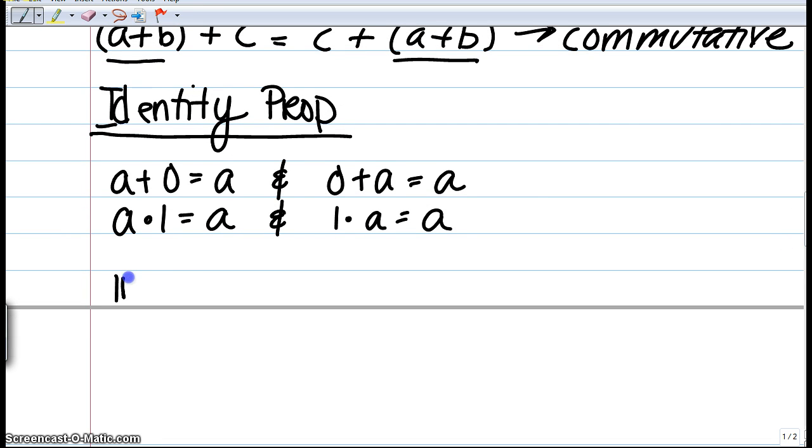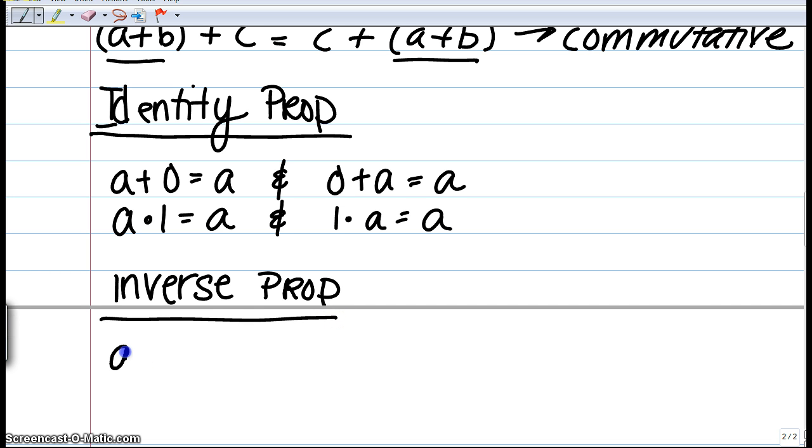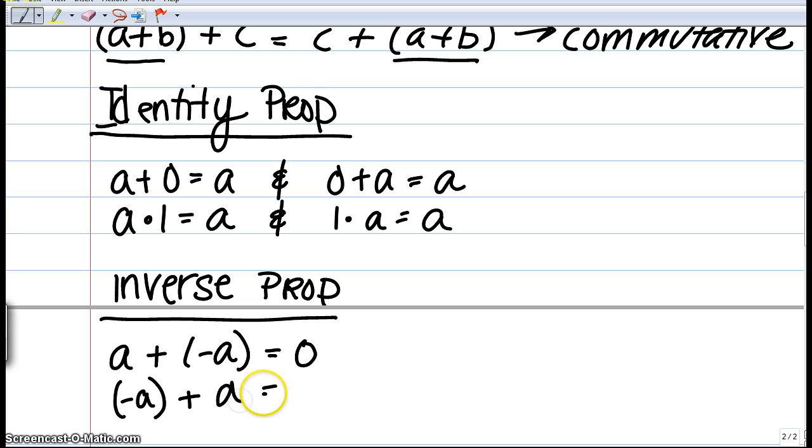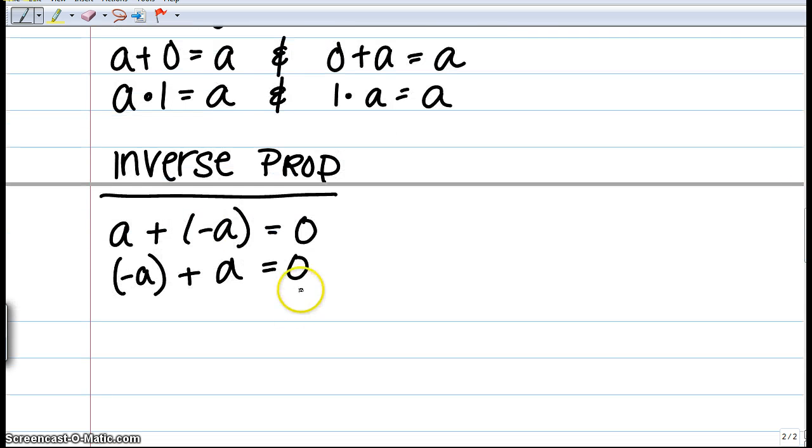Don't get it confused with inverse property, most common mistake on the test. Inverse property, that's when you are adding a negative and you end up getting 0. Or if you have a negative and you add a positive, you get 0. So if you have 5 minus 5, it's 0. Negative 5 plus 5 is 0. You're adding the inverse and you get 0.